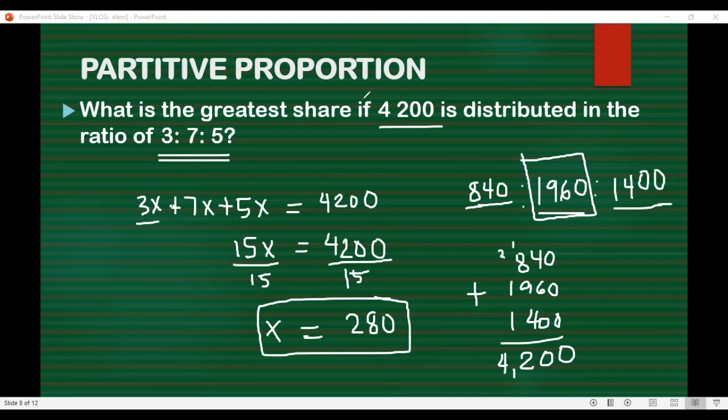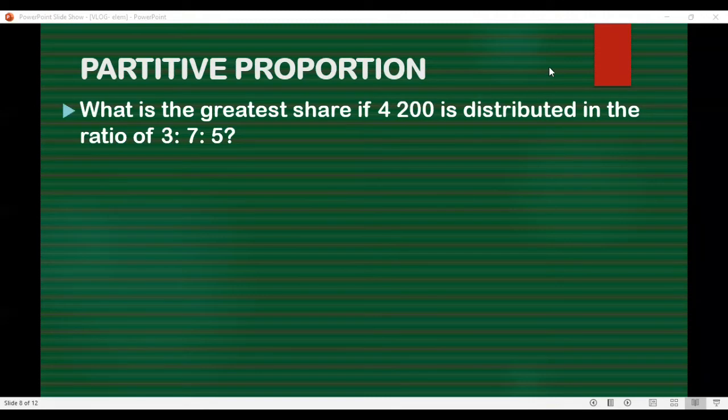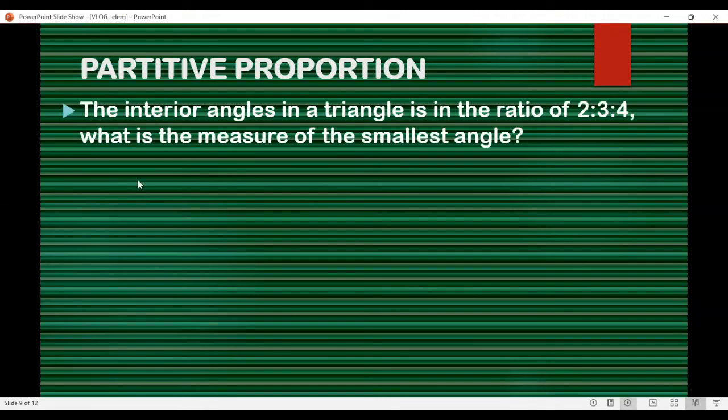partitive proportion. Okay, other example of problems with this kind of idea of partitive proportion. Let's have this: the interior angles in a triangle are in the ratio of 2:3:4. What is the measure of the smallest angle? Okay, so there is a missing question here, or the hidden question: what is the sum of the interior angles in a triangle?